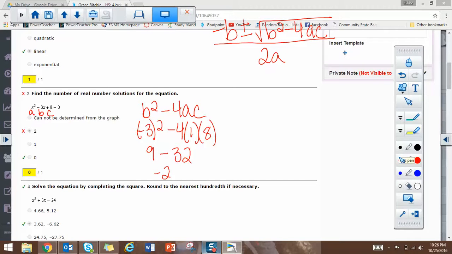Because the answer is negative inside the square root, you're not going to get any real answers, so you would say no solutions, or 0 real number solutions.